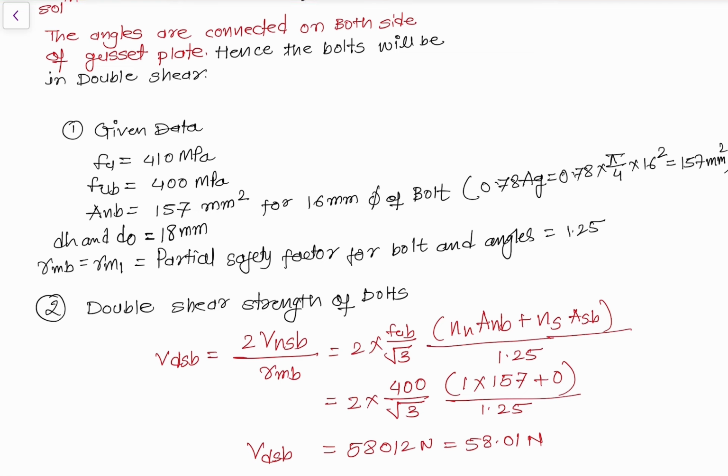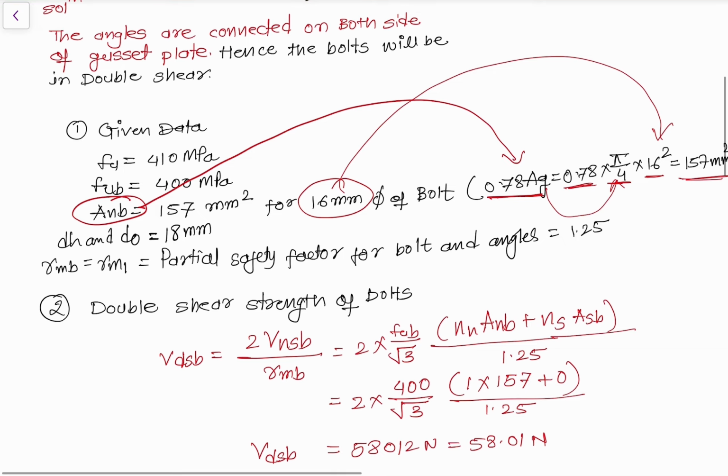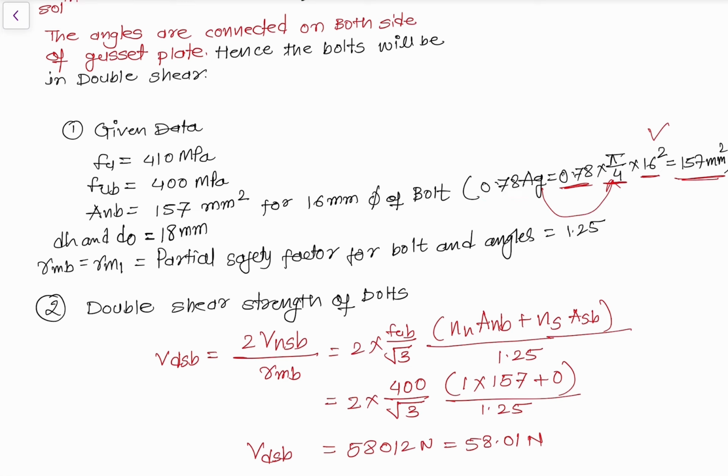For the 16 mm diameter bolt, the area is 157 mm square. This is Anb, calculated from the formula 0.78 into Ag, where Ag is nothing but pi by 4 into diameter square. We have a 16 mm diameter bolt, so we put that here: 0.78 into pi by 4 into 16 square, and we got 157 mm square. So we just copy that 157 over here. Understand? Let me remove everything so I can provide you these notes on my website civilnotes.com, so you can easily view them.